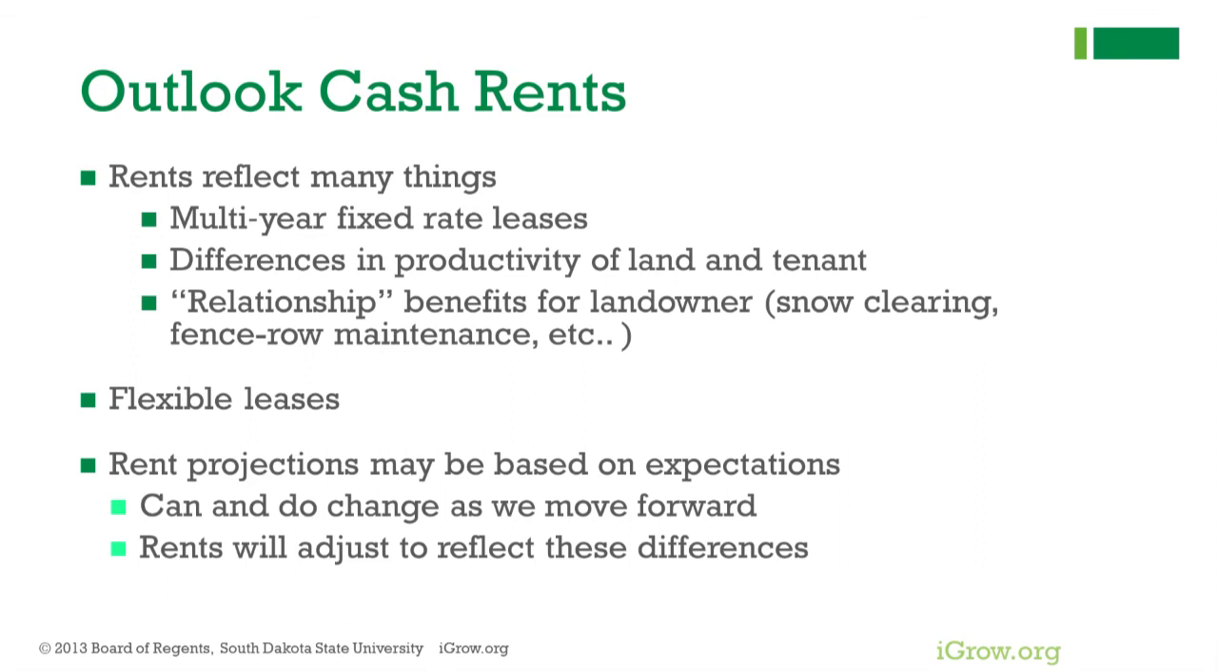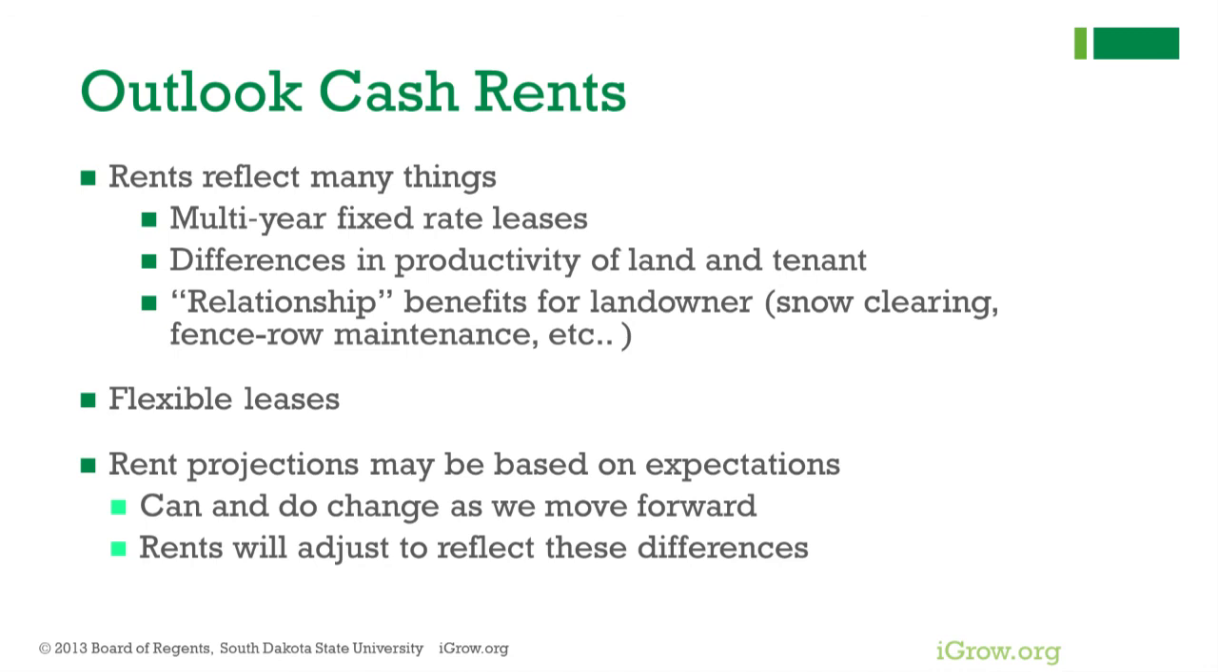Outlook on cash rents: we would have rents reflecting many, many different things. We know there are some multiple year lease arrangements out there. We're not sure how those multiple year arrangements may influence what the reported cash rent would be. We know that we have differences in land productivity which should influence land rent. So when we look at a generalized number for a region or for the state, we need to take into account that individual locations, individual parcels may rent for more or less than that, depending on what the productivity of that parcel might be.